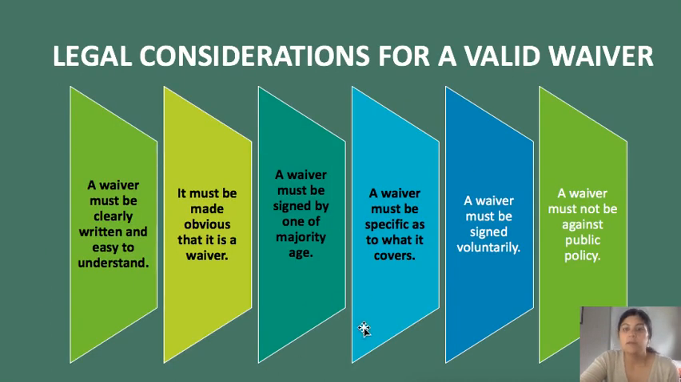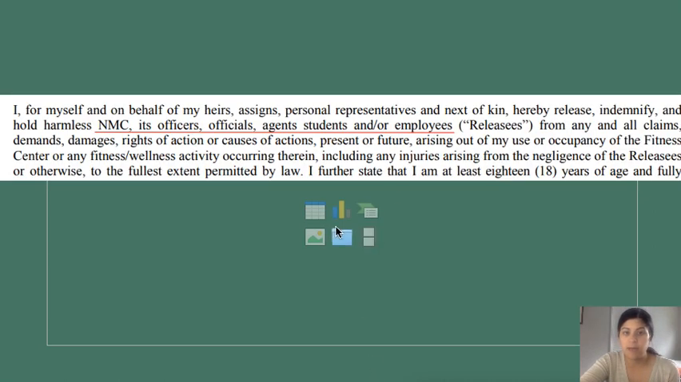Okay, fourth one here, a waiver must be specific as to what it covers. Basically what this means is a waiver should be very detailed in explaining who it covers, first of all. So who is covered legally in this waiver. That means you're very specific, right? You're not just saying the organization itself, but you're listing detailed groups of individuals who are covered by that waiver.